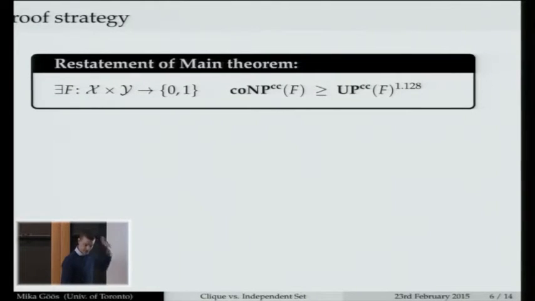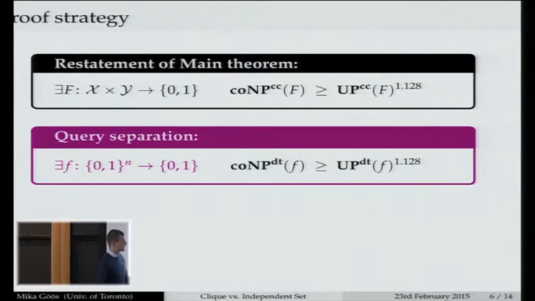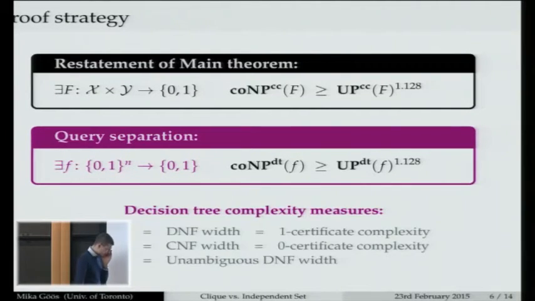Okay, so this is still a communication problem, but now it becomes kind of obvious what the query complexity problem should be. So you just define the decision tree analogues of these two measures. In the query complexity world, you would be dealing with just plain Boolean functions without any Alice-Bob two-party structure. And you would be interested in the conondeterministic decision tree complexity of a function and its unambiguous decision tree complexity. What are these?